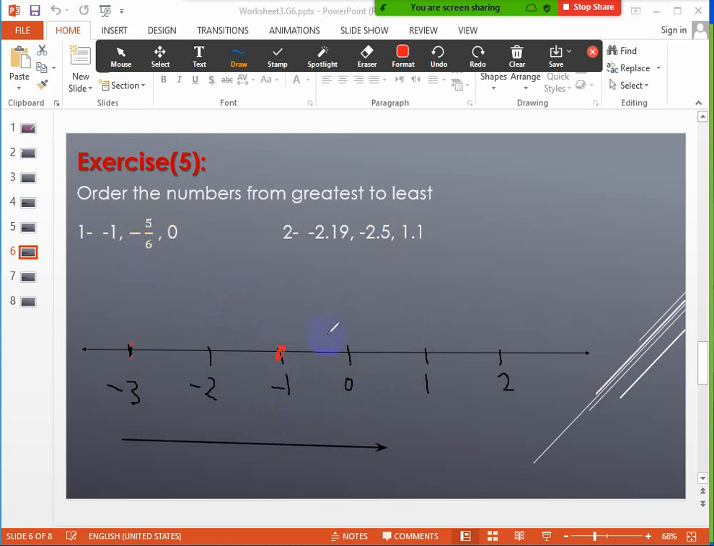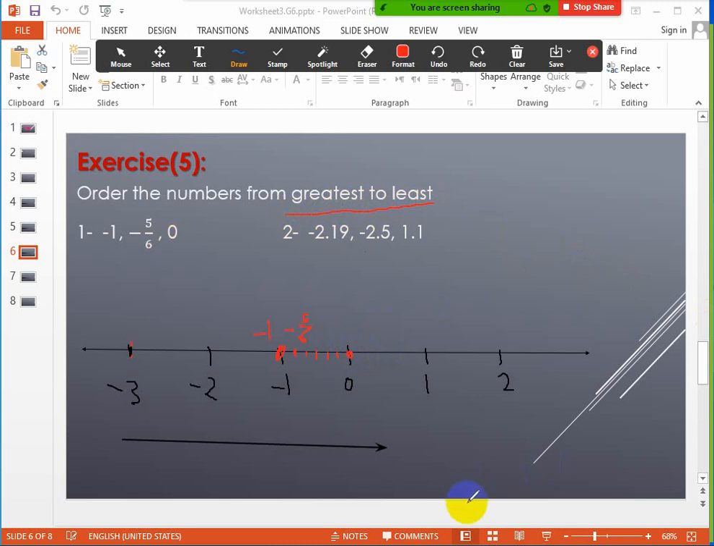Negative 5 over 6, it will be between 0 and negative 1. Let's divide this distance into 6 equal parts. So you have to move 5 parts. 1, 2, 3, 4, and 5. This point is negative 5 over 6. Now the last one is 0. I want to order those numbers from the greatest to the least.